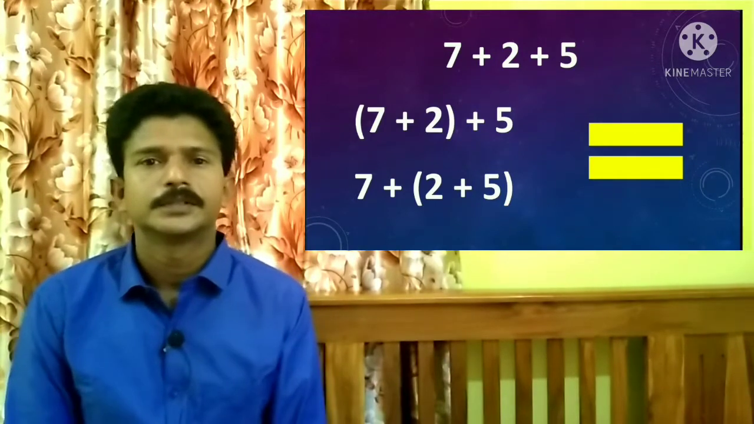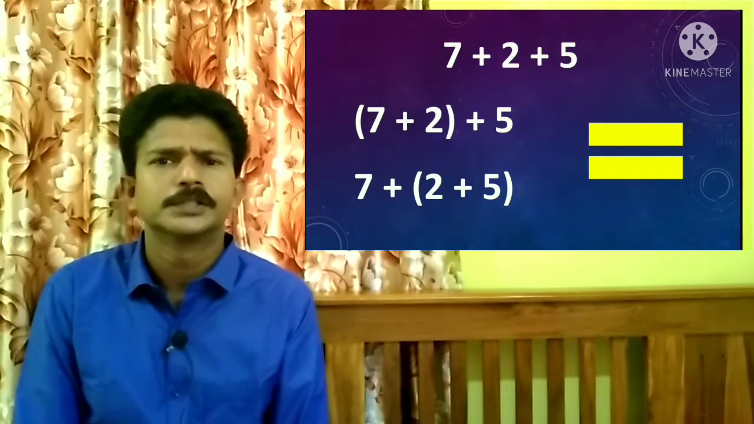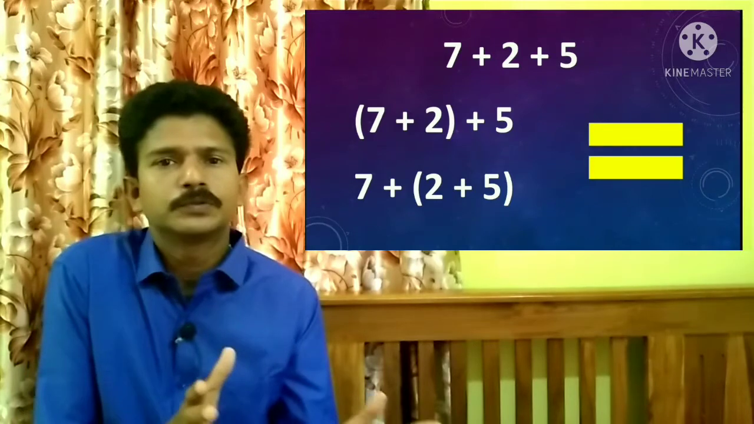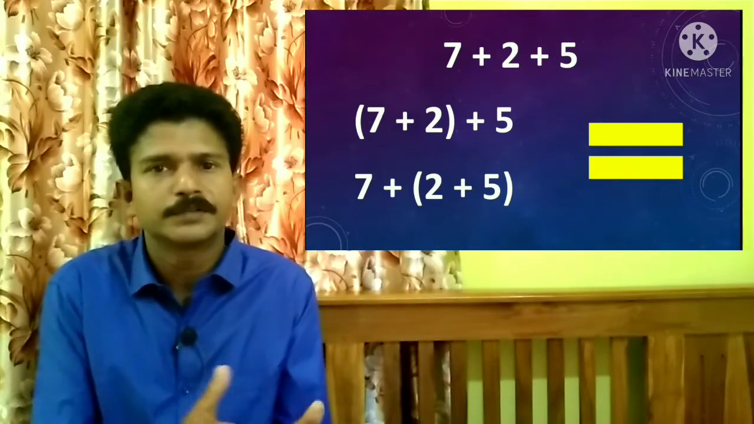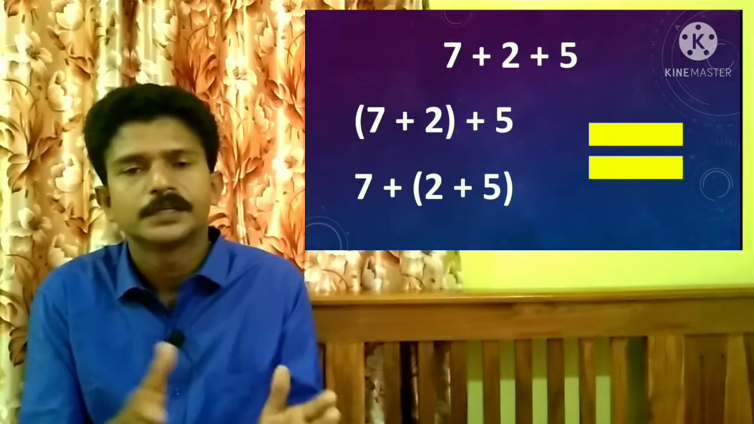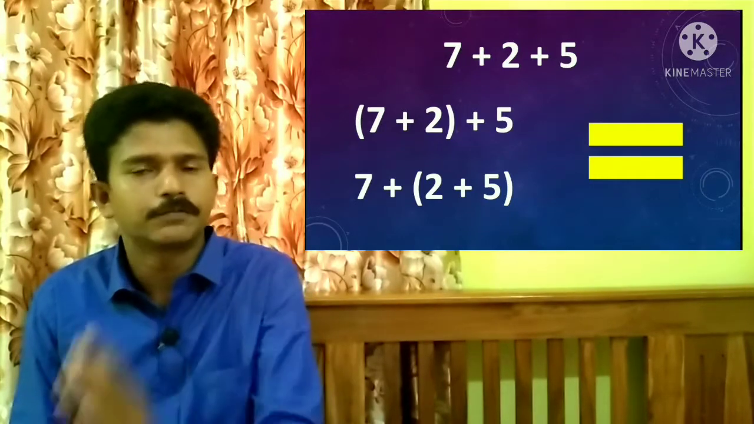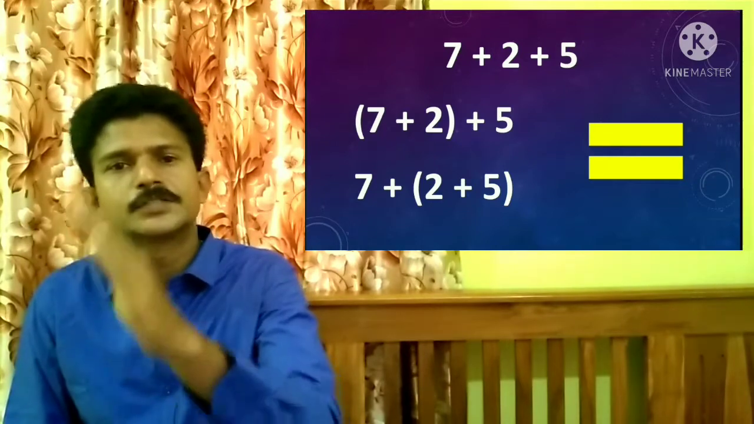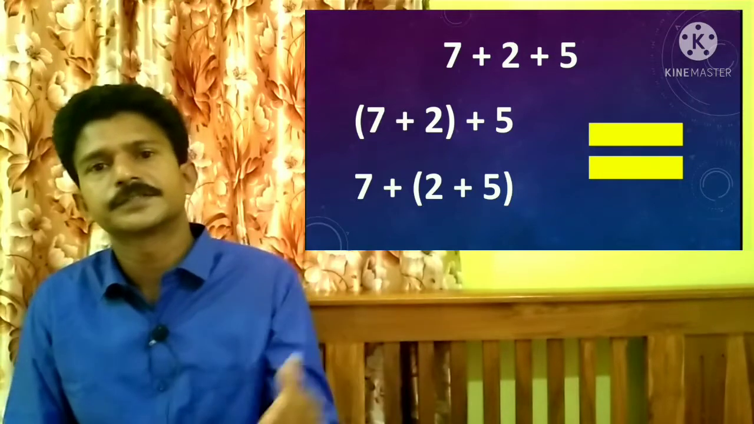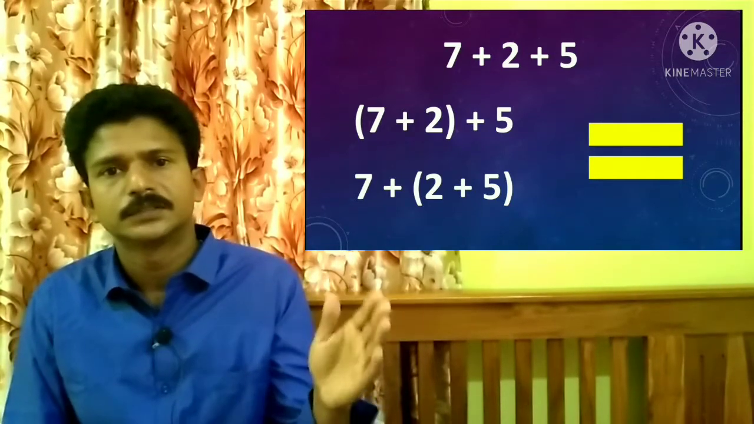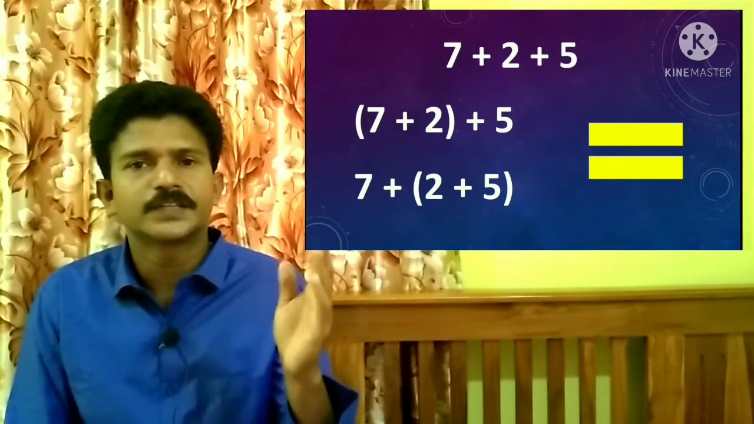The second time, they had a fight, 7 and 2. Now, 2 and 5 are friends. Okay, 7 is not in that group. It is standing separately. This time we are adding 2 and 5. After that, the result we are adding with the 7. When you see the results, the answers are the same. They are giving the same answer.